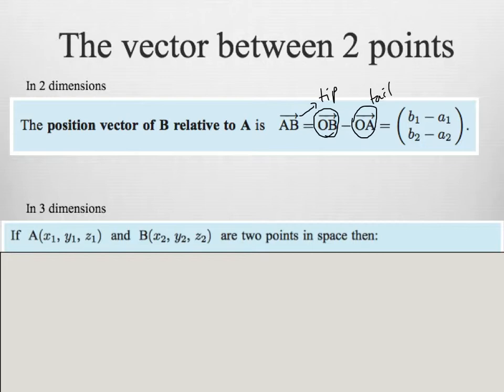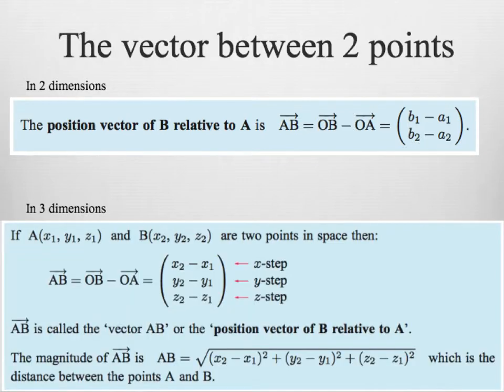Same thing in 3 dimensions. Can you guess what it's going to look like? Yes, it's just going to have this extra little piece here. And there you go. The vector AB is the OB vector minus the OA vector. Very, very easy as long as you understand how to find the vector between 2 points in 2 dimensions. If you're having trouble with this, you might want to go back to the previous sections.